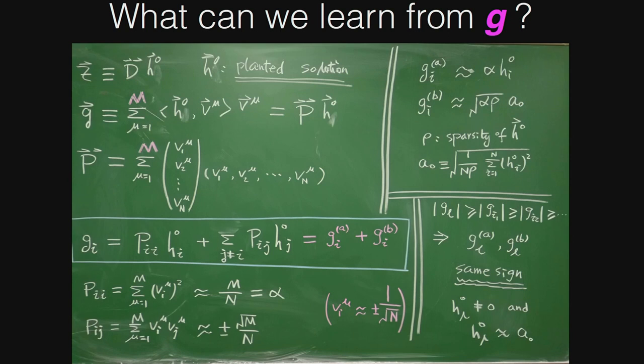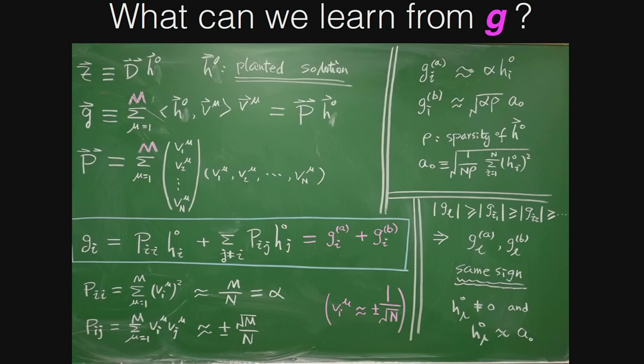If we express this solution G, we find it's just the superposition of M vectors. So this G, the i-th element, can be decomposed into two parts. First is G_iA, and the second is G_iB. G_iA is only related to the i-th element of the hidden planted solution, H_i. But G_iB is this noise term. It contains all the contributions of the other elements of this hidden planted solution.